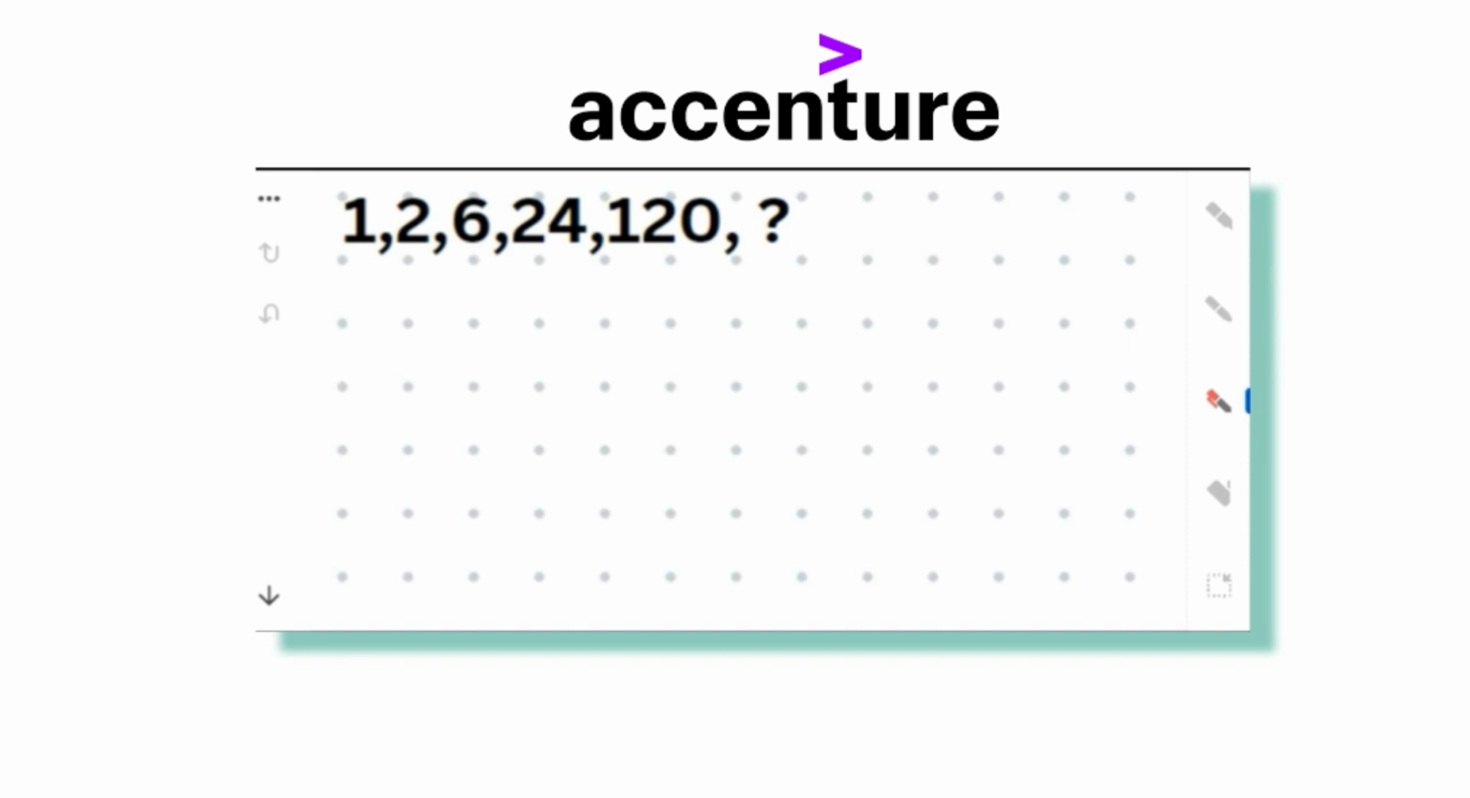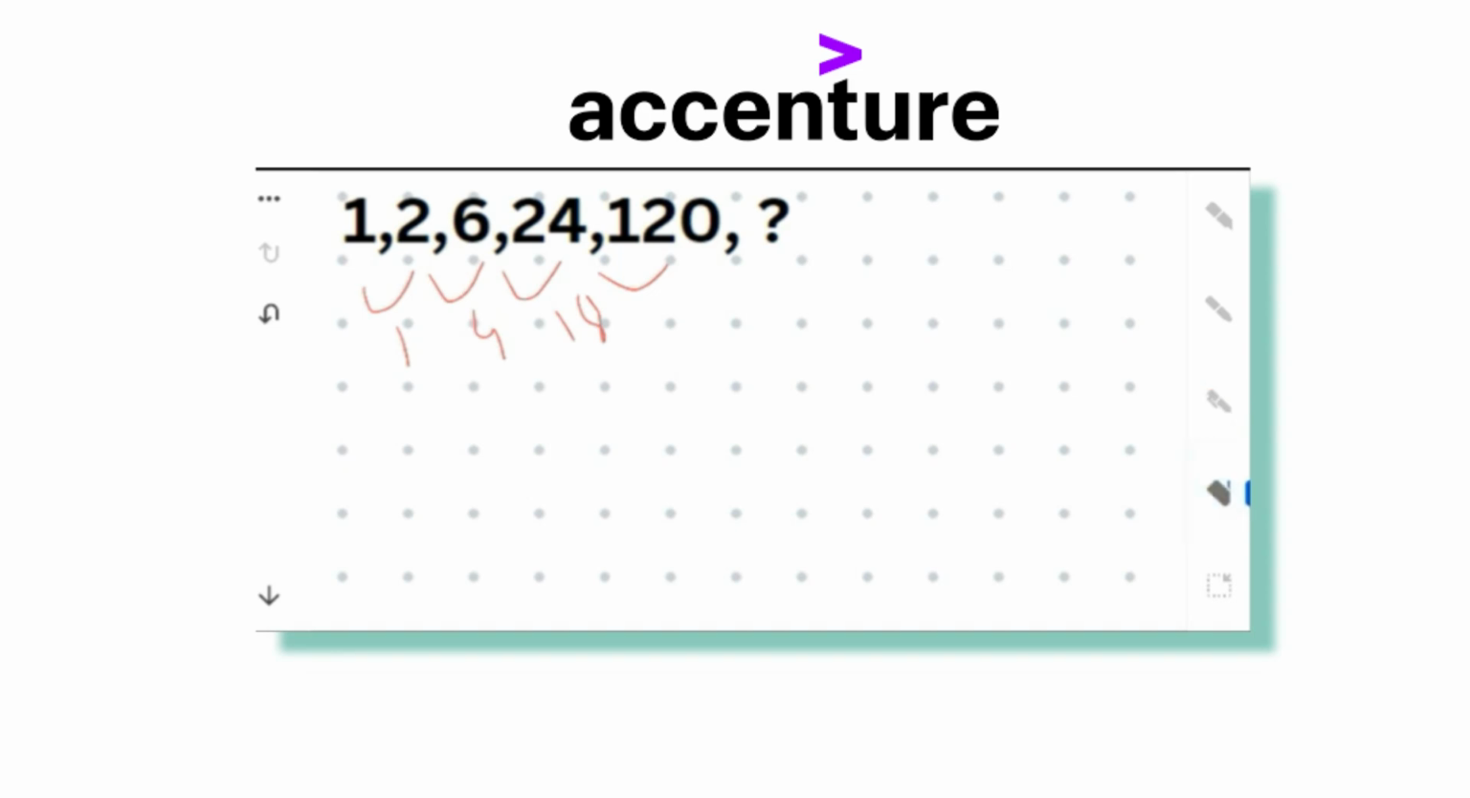So now let's check for difference. 1 and 2, the difference is 1; 2 and 6, the difference is 4; 6 and 24, that is 18; and 24 and 120, the difference is huge, right? Like 98, I think. Yes, sorry, 96. Okay, so this is not a pattern which is being followed here, right?